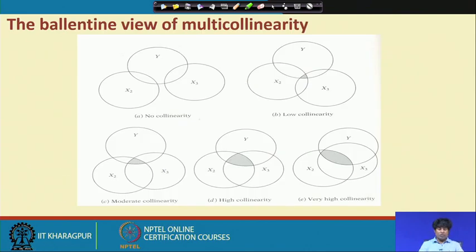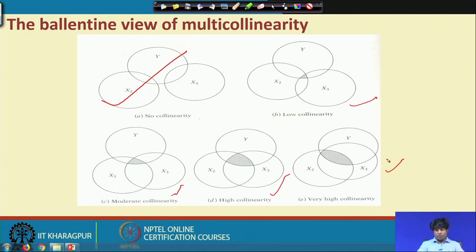These are the possible shapes you can find in real-life scenarios. If you go through these shapes, this is the case where we have no multicollinearity, and this is the best. This is low multicollinearity, this is a little bit moderate, this is high, and this is actually very high multicollinearity.